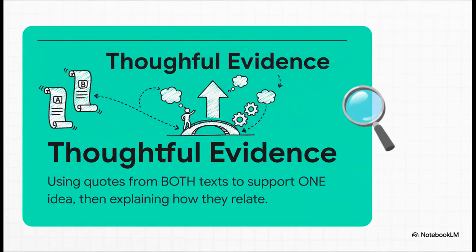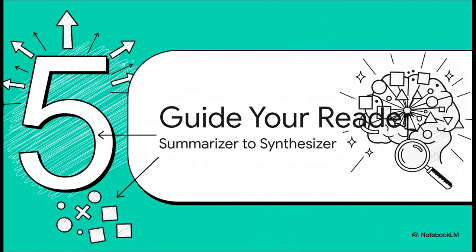And what do your speakers actually talk about? That's your evidence. So back to our remote work paper. You wouldn't just quote source A on productivity. Instead, you'd say something like, while source A points to a 10% rise in output, source B really complicates this picture by showing a parallel increase in employee burnout. And then, this is the magic part, you explain the connection yourself. That is your analysis.